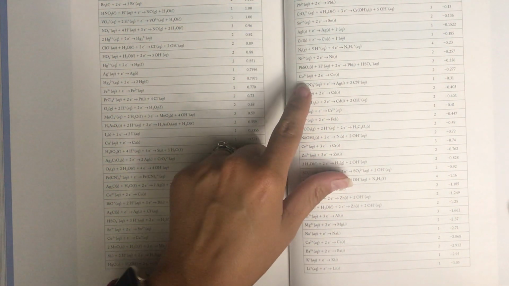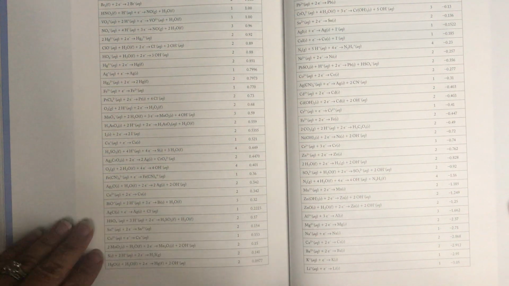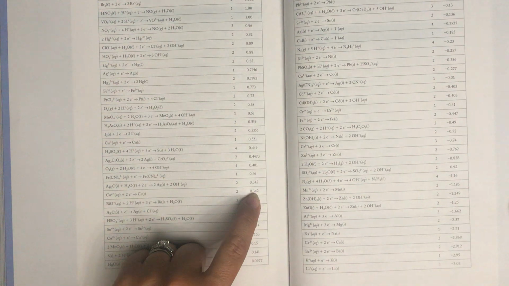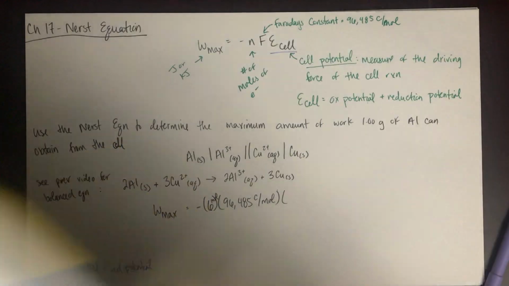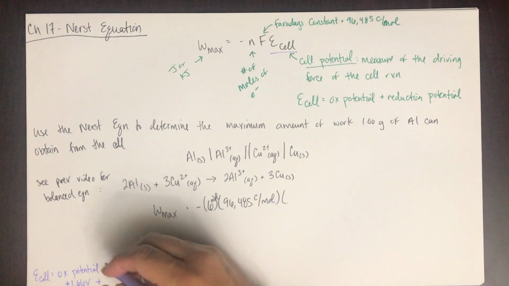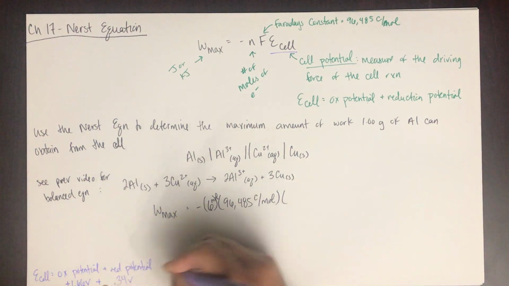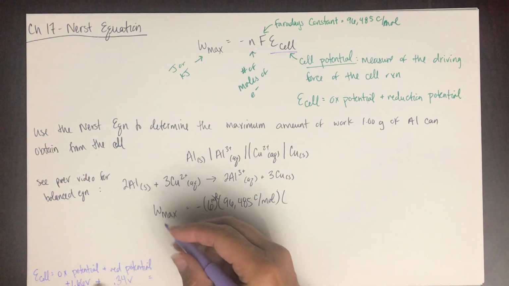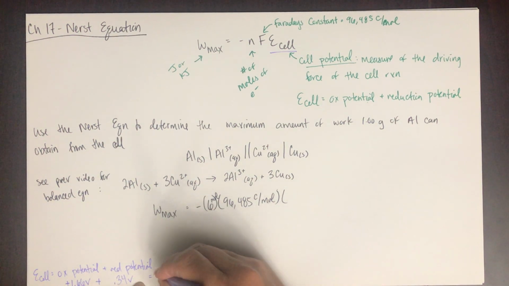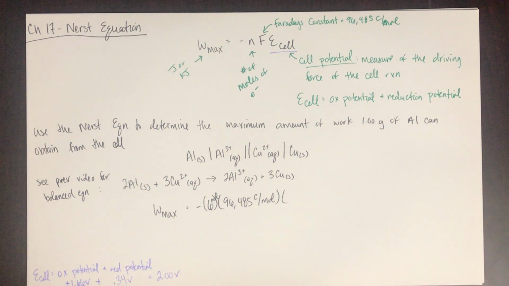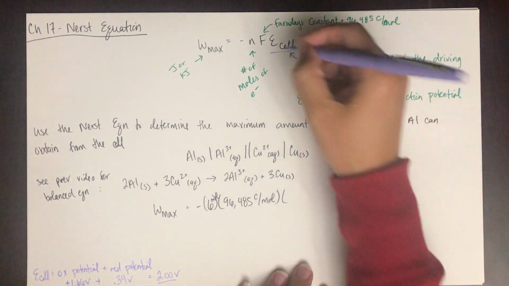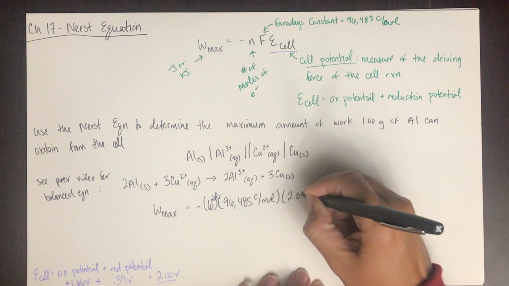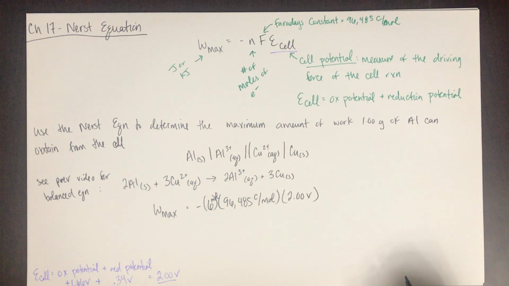You're going to make sure that you're using the right example. Copper 2 to copper is 0.34 volts. I don't need to change the sign here because that is the reduction potential. Plus 0.34 volts. Well, 1.66 plus 0.34 is 2.00 volts. That is my E cell. That's what I'm going to put here. 2.00 volts.